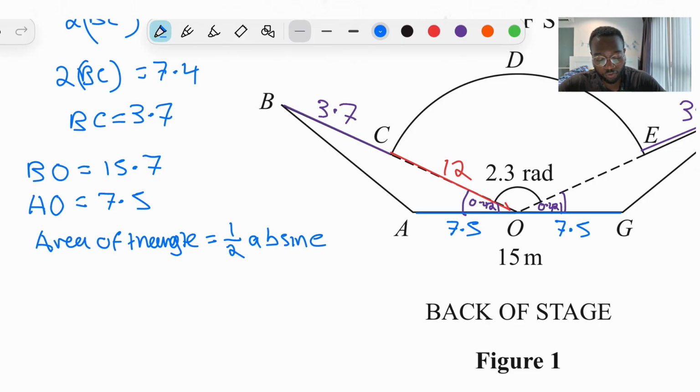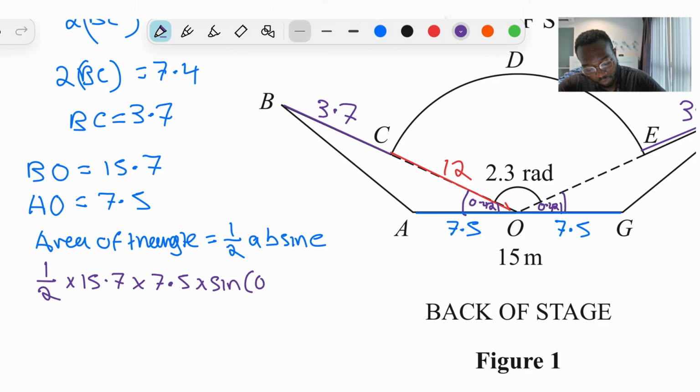So if we work out the area of a triangle first, that would be a half times a. Let's say a is 15.7, and then times by that 7.5 times by a sine of 0.421. Now make sure that you're in radians. If you work that out, you will get 24.06. We get 24.06 to two decimal places.